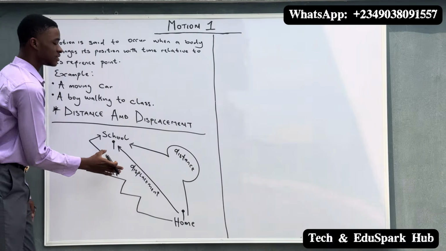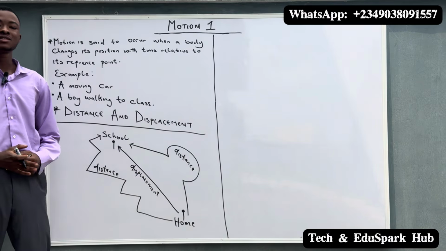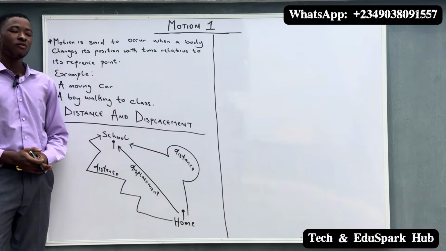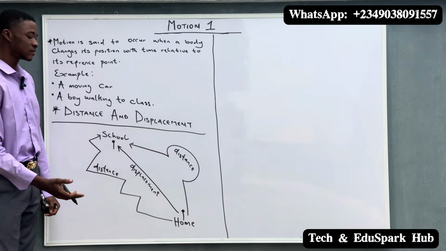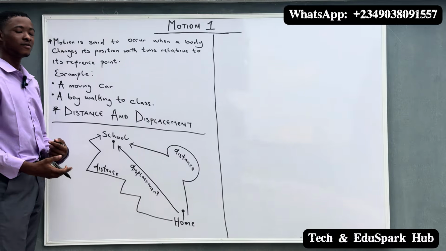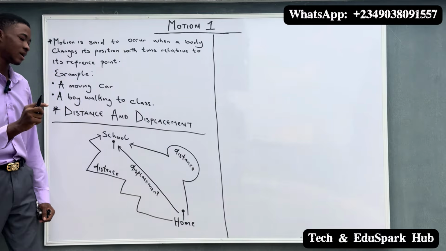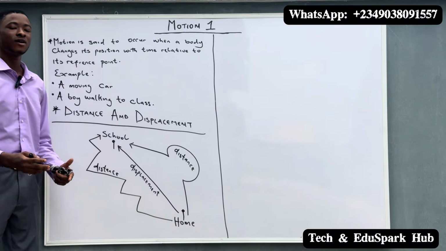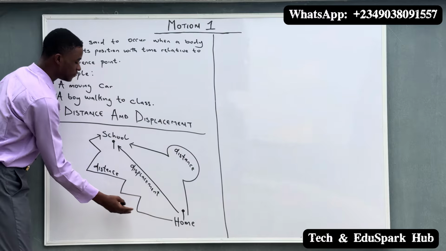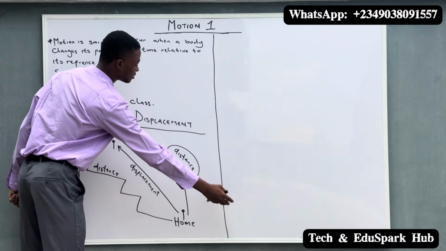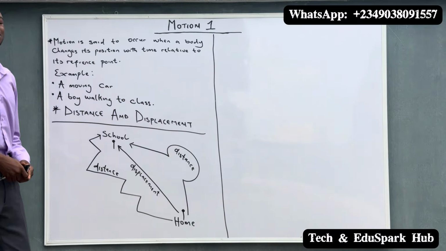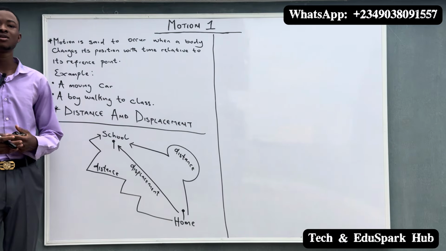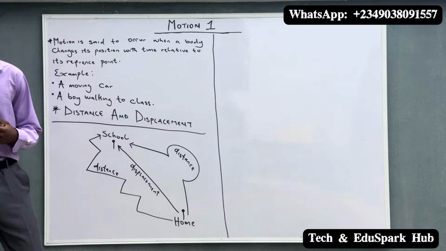So displacement is the shortest distance covered from one destination to the other, while distance is the total path covered. So you can see we can have different distances from home to school. You can have several distances, but displacement is just one. You can only have one displacement because displacement is the shortest route to school. Whereas for distance, you can even have another distance that goes like this. So this is a simple diagrammatic representation to tell us the difference between distance and displacement.